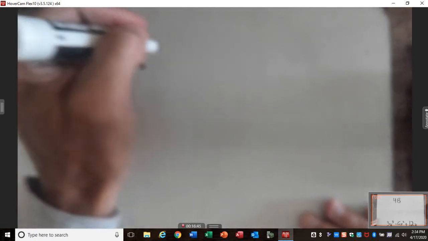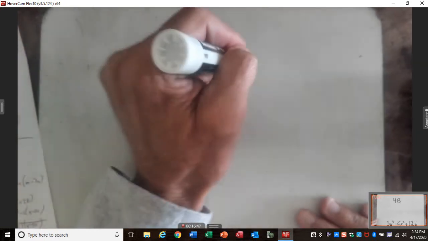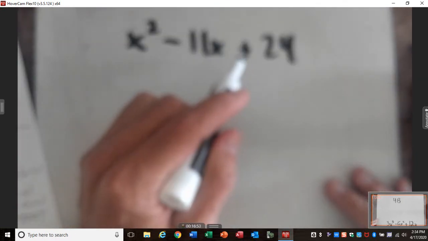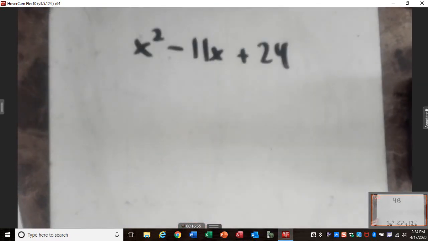Okay, next part is going to be x squared minus 11x. See, there's your change, plus 24. Notice now the middle term is negative. Last term is positive. That sign of the last term is always really, really important.